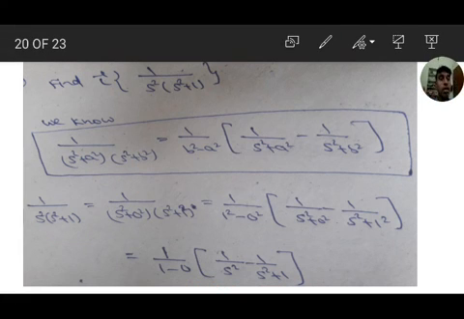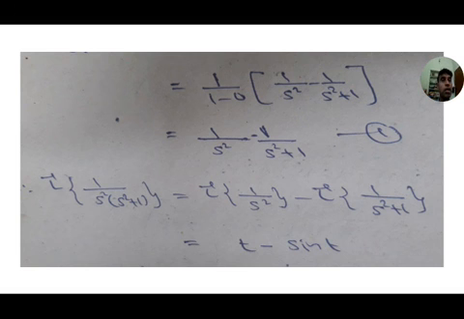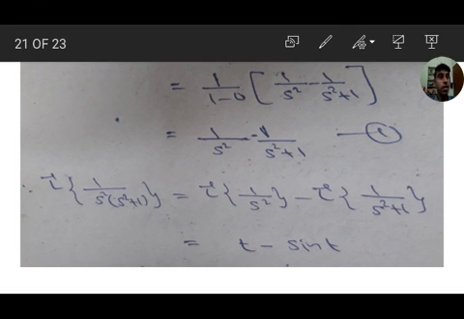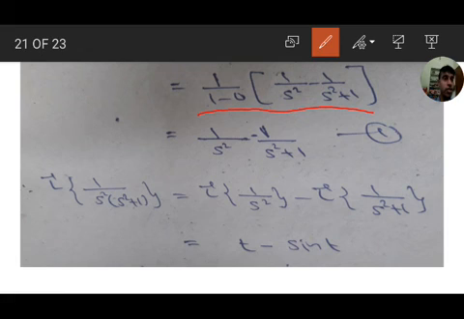Okay, we got it. That is in this one. Next, go to the next slide. 1 by 1 minus 0 into 1 by s square minus 1 by s square plus 1. 1 by 1 minus 0 means 1. We get only this one: 1 by s square minus 1 by s square plus 1.